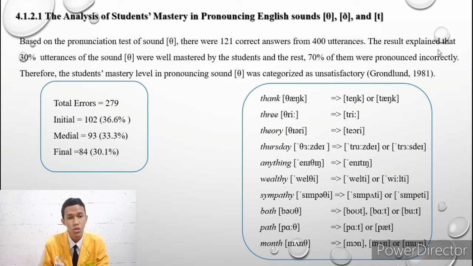The error are, the student tend to pronounce the word thang as tang, and then three as three, theory as theory, Thursday as Thursday, anything as anything, wealthy as wealthy, sympathy as sympathy, both as both, path or put, path as path, and then month as moon, man or moon.